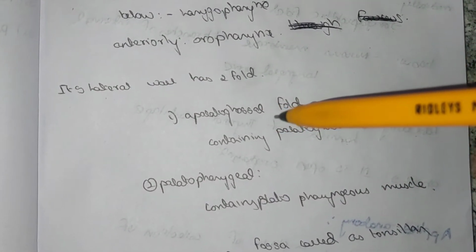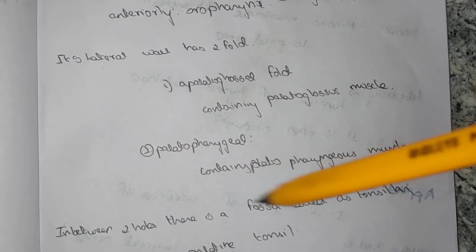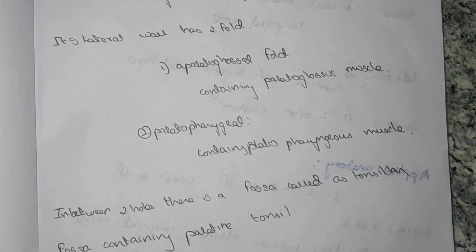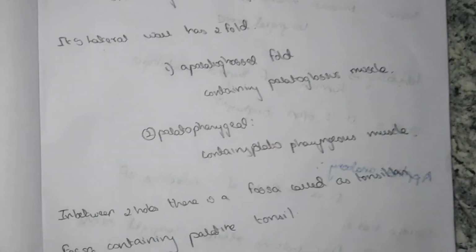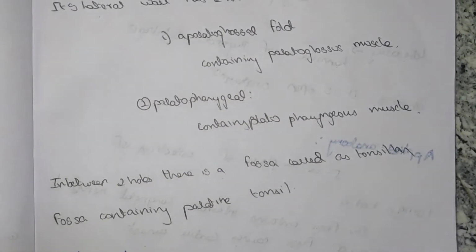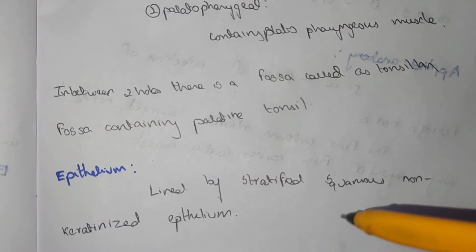Laterally, it has two folds, the palatoglossal fold as well as the palatopharyngeal fold. The palatoglossal fold contains the palatoglossus muscle. The palatopharyngeal fold contains the palatopharyngeus muscle. In between the two folds, there is a fossa known as the tonsillar fossa, where the palatine tonsil lies. I have also uploaded a video on the palatine tonsil. Please do watch it. Epithelium: lined by stratified squamous non-keratinized epithelium.